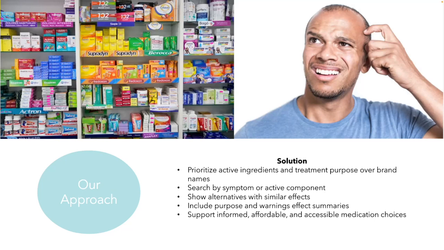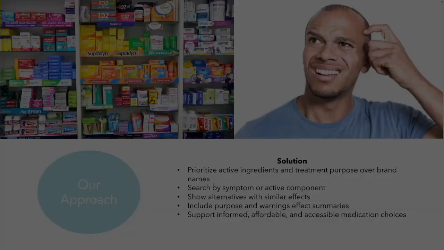Our approach was inspired by real life experience, like going to the pharmacy and being told, sorry, we don't have the brand. So we built our app to guide users through those situations. Instead of focusing on brand names, we focus on what actually matters: the active ingredient, treatment purposes, and side effects. Our tool allows users to search for medication based on symptoms or active component and then see a structured summary of alternative options. So the goal? To make medication search more accessible, more affordable, and help people make informed decisions.